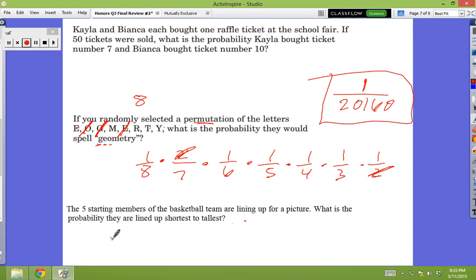Shortest to tallest, you've got 5 to choose from for the first spot, 4 to choose from for the next spot, 3 to choose from the next, 2 and 1. So it's just going to be 5 factorial. 5 factorial will give you all of your different outcomes, and there are 120 different outcomes. So what are the chances that they lined up with this outcome, shortest to tallest? It's going to be 1 out of 120.